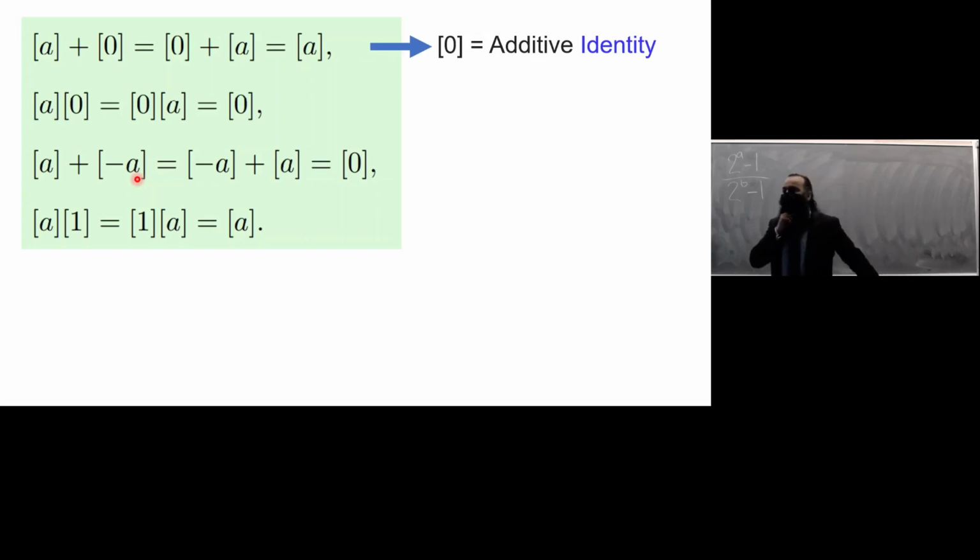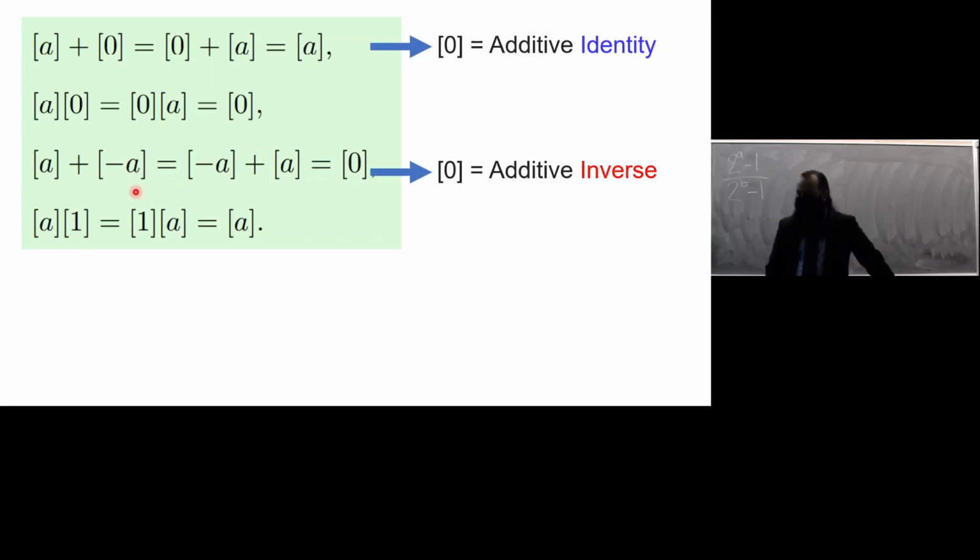I'm joking. Okay, so minus a is called the additive inverse. I made a mistake here: this is not supposed to be a 0, that's supposed to be minus a. I take something and add something to it, and I get the additive identity. That means I've added the additive inverse. So minus a is like the inverse of a, because when I add minus a to it, I get the identity.